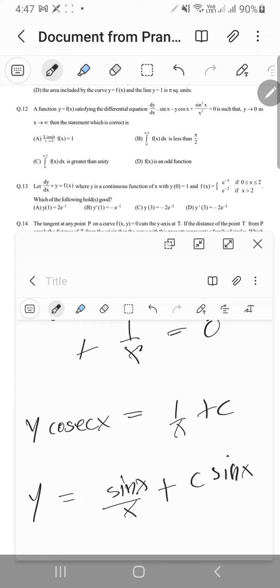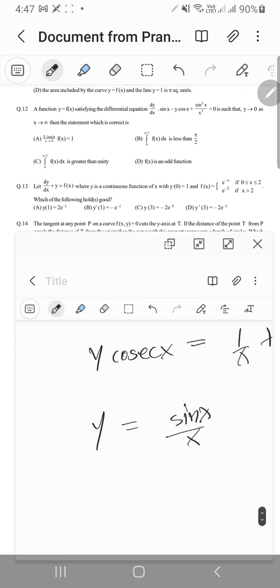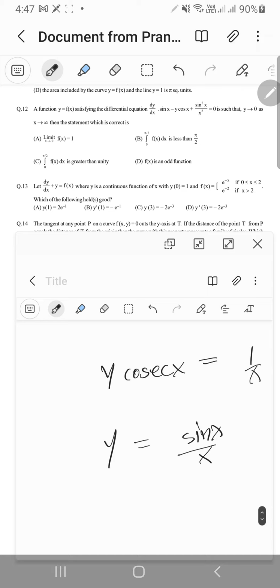Okay, and we have y approaches 0 as x approaches infinity. Yes, that's right. Wait, if it has to approach a particular value, then this thing must be 0, because if it's not 0, its limit is not defined. So then it should just be this thing, sine x upon x. Then the statement which is correct is limit as x approaches 0 of f of x is 1. Yes, that's correct.